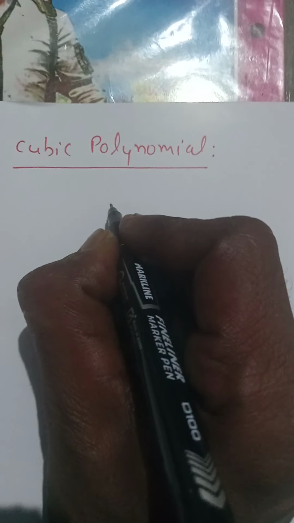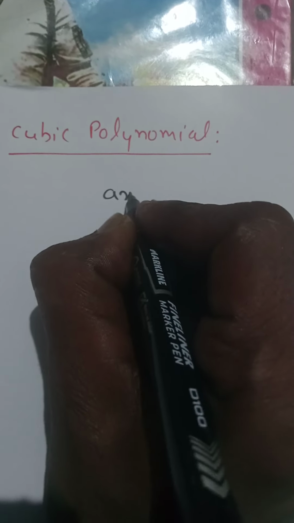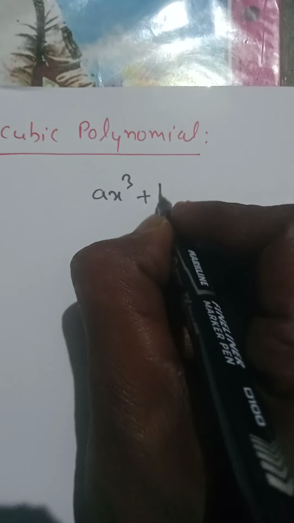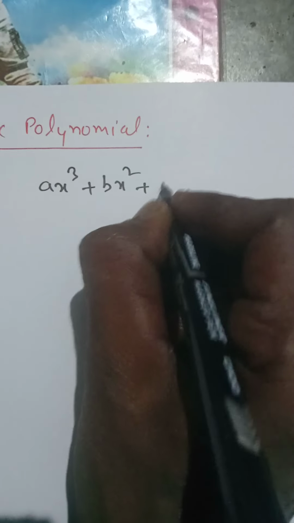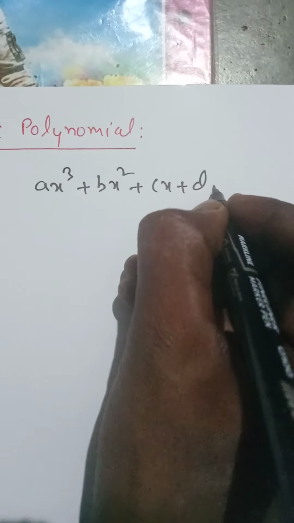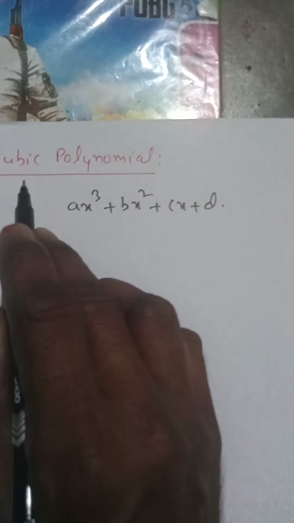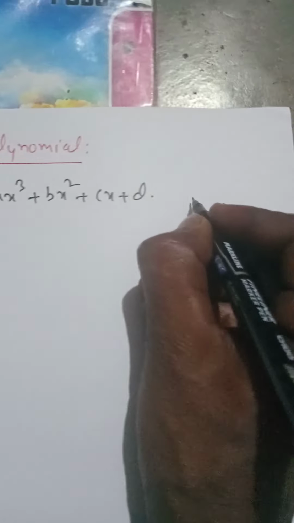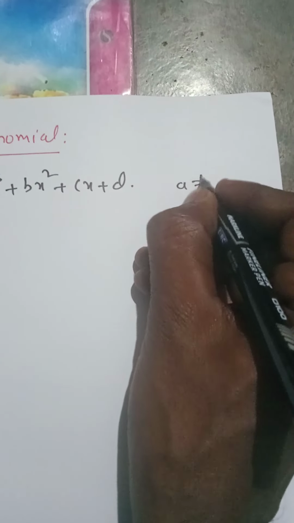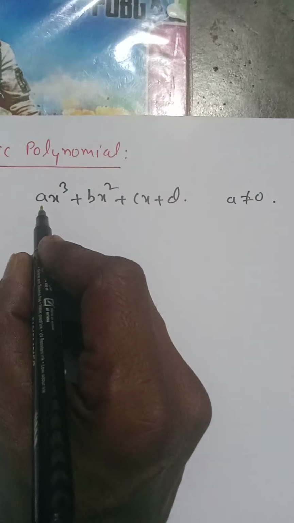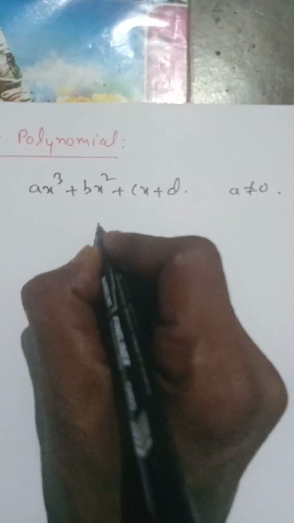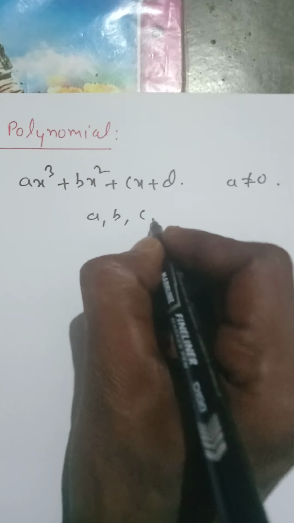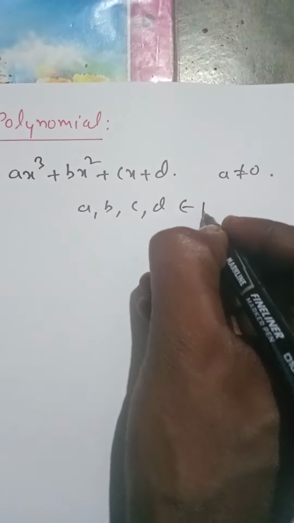The general form of a cubic polynomial is ax cube plus bx square plus cx plus d. This is the general form of a cubic polynomial if and only if the coefficient of x cube is not equal to 0. A is not equal to 0, you need to remember. Whereas these coefficients a, b, c, d all belong to the set of real numbers.